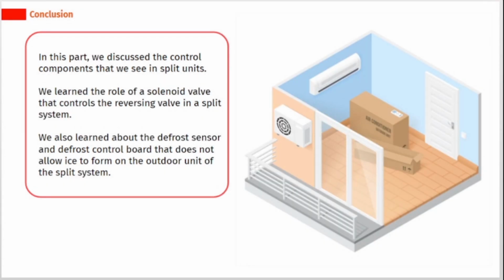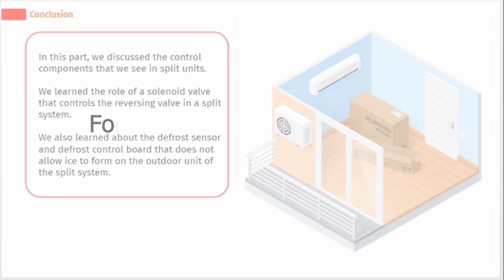In this part, we discussed the control components that we see in split units. We learned the role of a solenoid valve that controls the reversing valve in a split system. We also learned about the defrost sensor and defrost control board that does not allow ice to form on the outdoor unit of the split system.